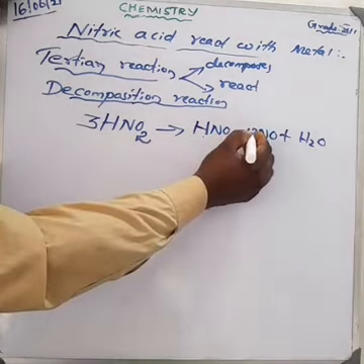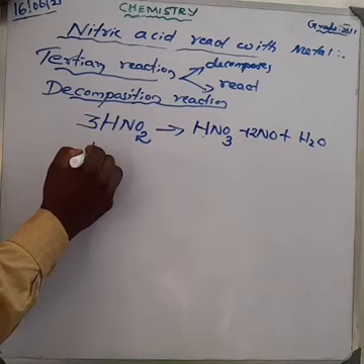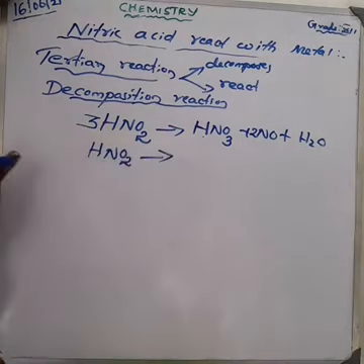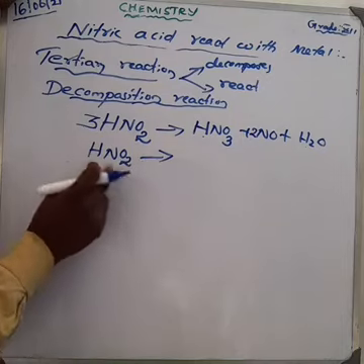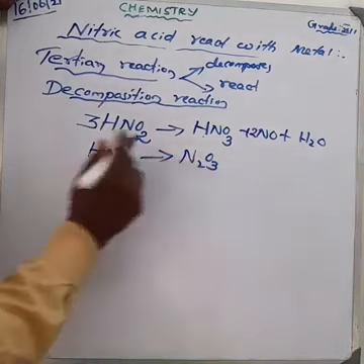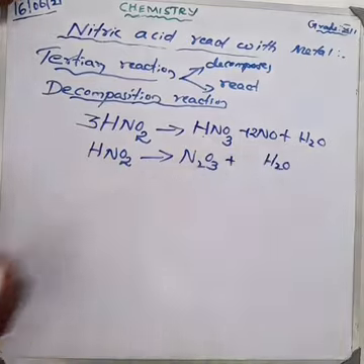Second reaction, I am taking this nitrous acid. This nitrous acid undergoes decomposition. What's the formula here? HNO2 undergoes decomposition. We get N2O3 plus H2O. Am I right? What is N2O3?